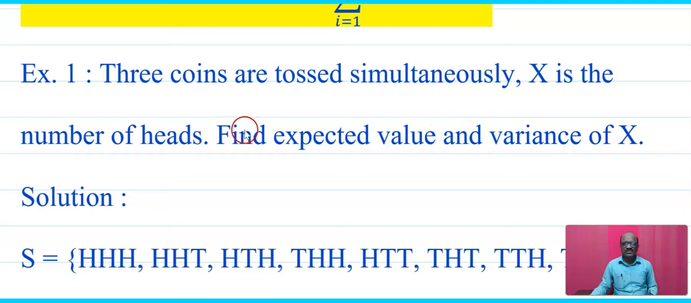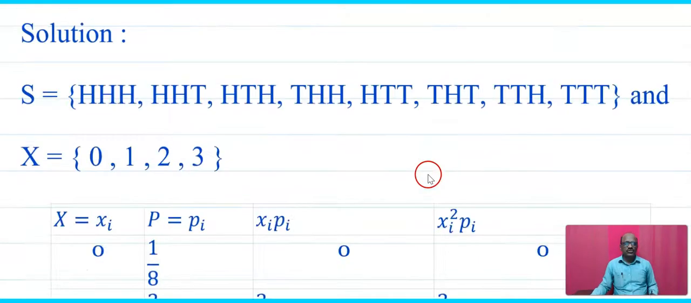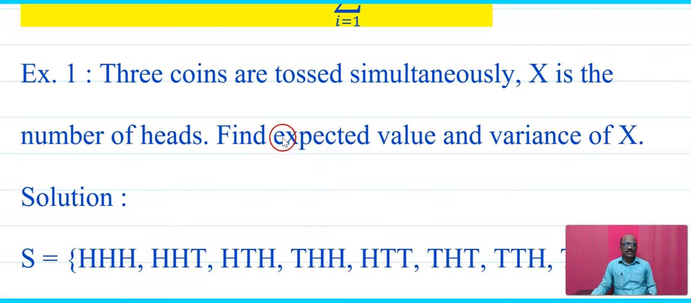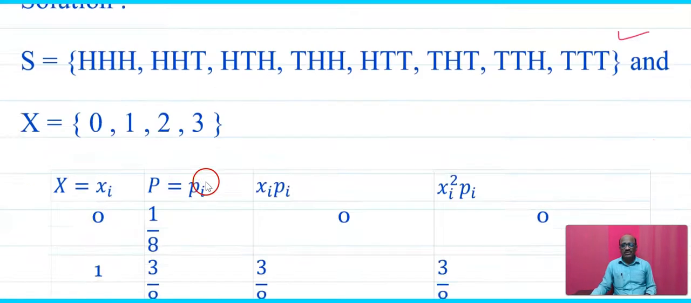Now the examples. 3 coins are tossed simultaneously. X is the number of heads. Find the expected value and the variance of x. Solution. When the 3 coins are tossed, this is the sample space. X is equal to what? Find the expected value. X is the number of heads.